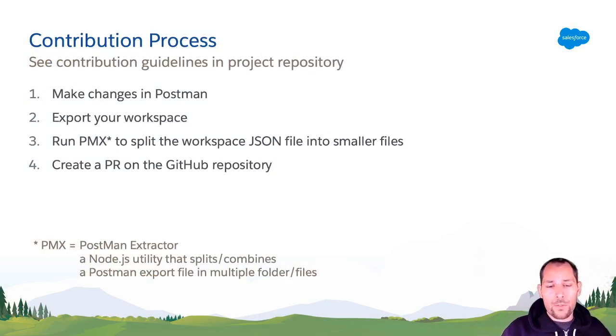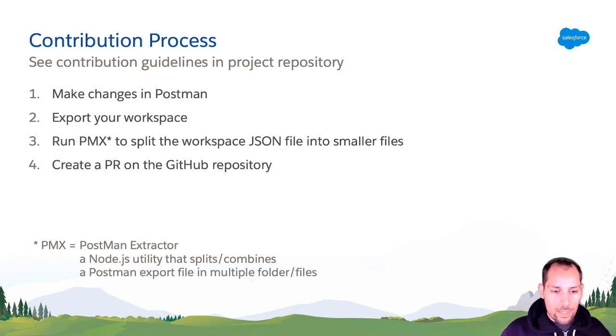The first thing you want to do, of course, is import the Postman collection and environment inside your Postman client. You want to make your changes in Postman. Once you're done with that, you want to export your workspace, and there's an export feature directly in the application. This generates for you a large JSON file, the one that I just imported earlier. Then you want to use a utility we've shared called PMX.